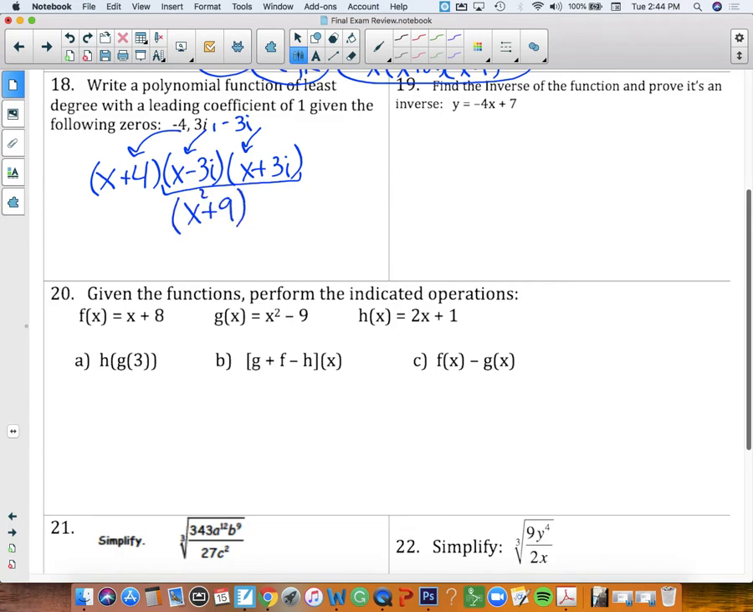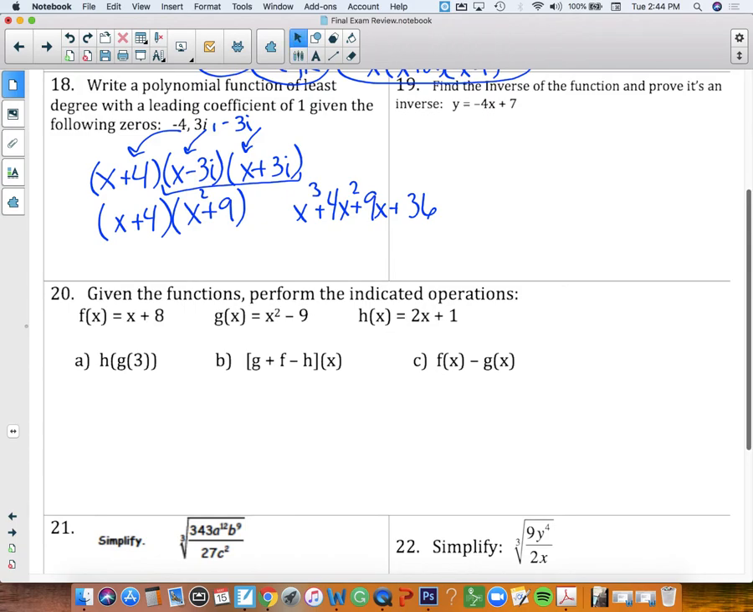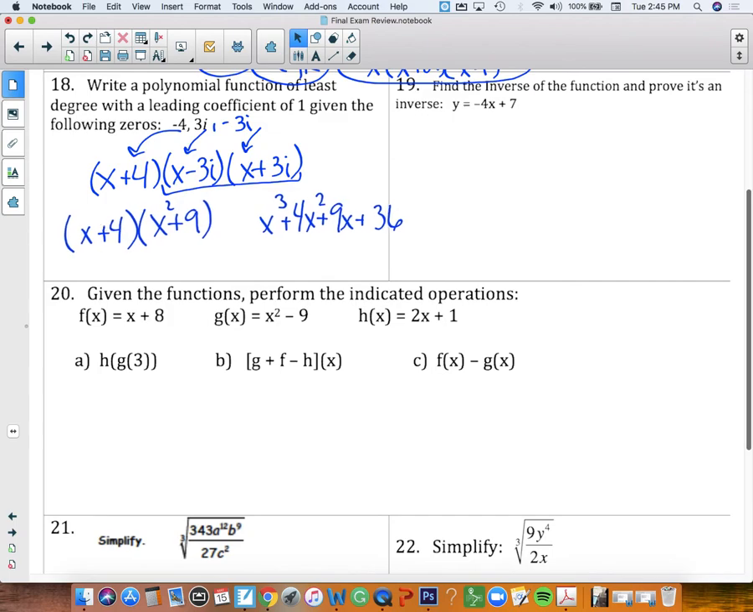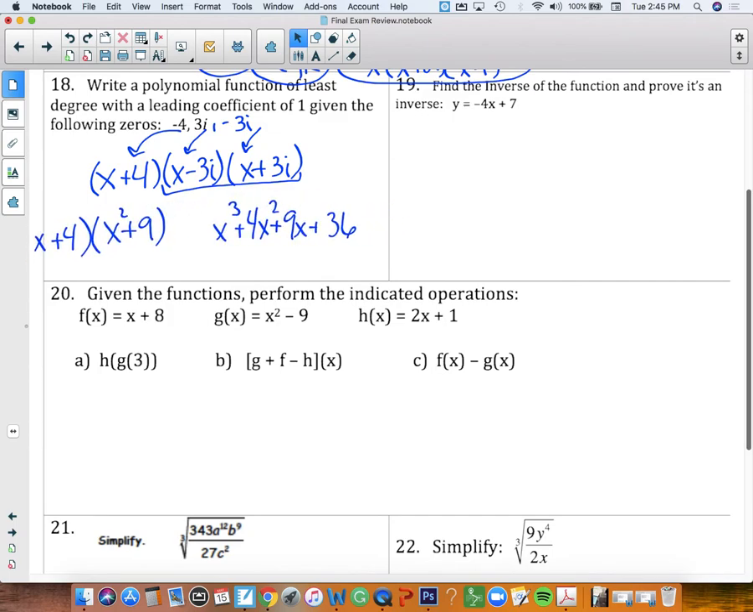x squared plus 9. Okay? And then you just take it times that last polynomial. So it would be x cubed plus 4x squared. I'm kind of organizing it while I'm multiplying it. Plus 36. That would be the polynomial. Okay, so that's your solution.